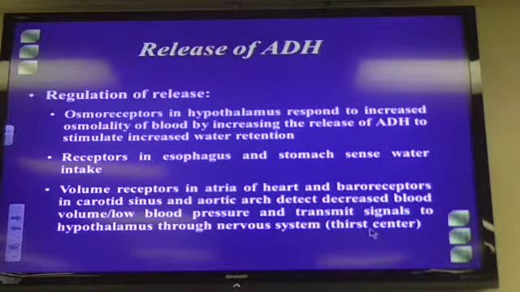Okay. Now, receptors in the esophagus and stomach can sense water intake. And so, basically, if you take a whole lot of water in at one time, what's that going to do to ADH? Initially you get a slight increase, but then it's going to decrease because those sensors will say, hey, you're taking in too much. Okay?